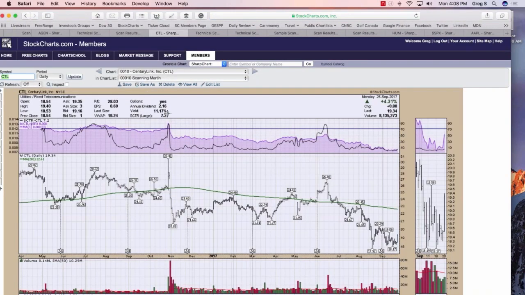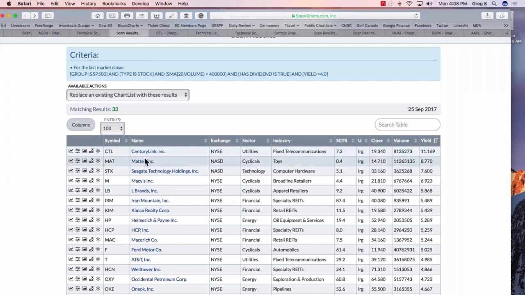So even though I didn't have it before, now I do, and you could do the same thing with the RSI or anything else, but you just modify the chart information, and then go in and put this in, and then it's available to you. Now, we know that CenturyLink was the top one, and the next one dropped down to 8% Mattel.